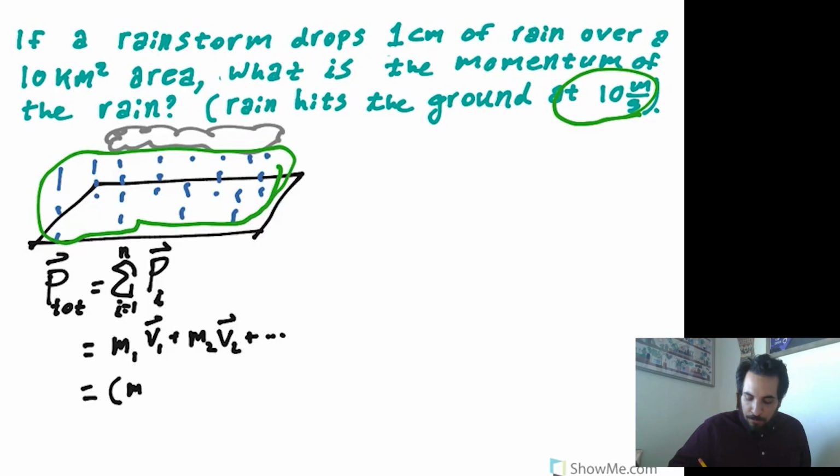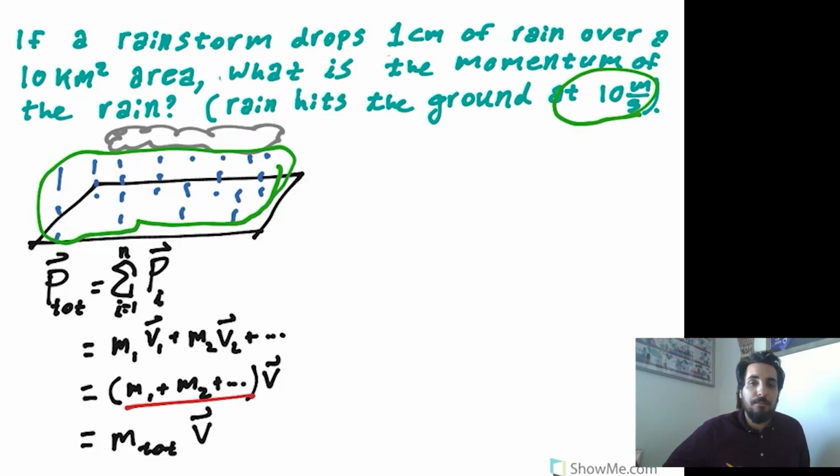So what we can do is rewrite this as the sum of the masses, and we multiply it by the velocity of the raindrops, the 10 meters per second. And this term right here ends up just being the total mass of all of the raindrops. So we probably could have figured this out empirically, but what we're really looking for is the total mass multiplied by this 10 meter per second velocity. So if we find the total mass of all of these raindrops, then we can figure out the momentum.